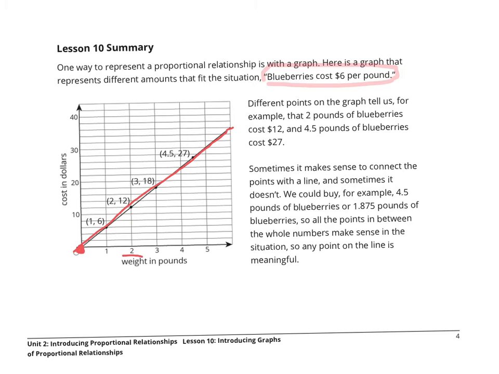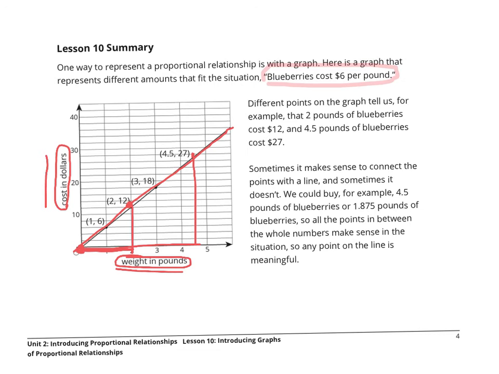So I notice as I'm looking at the graph what the x and the y-axis are labeled as. Those units are important to us. So I know that when I go over 2, that represents 2 pounds. And when I go up to 12, that means 2 pounds of blueberries cost $12. If I went over 4.5 units and up to 27, that would tell me 4.5 pounds of blueberries cost $27. Okay, so those things that are labeled on the axes, those units, are important to us.